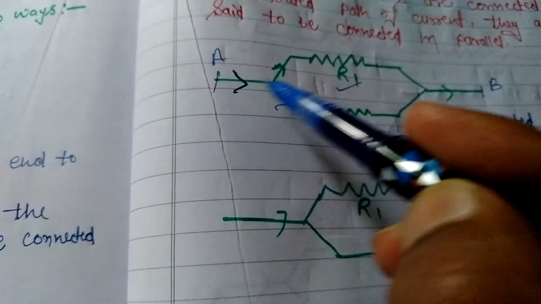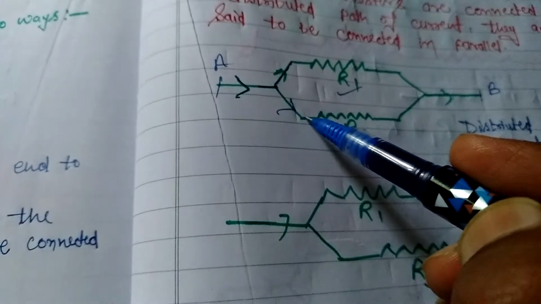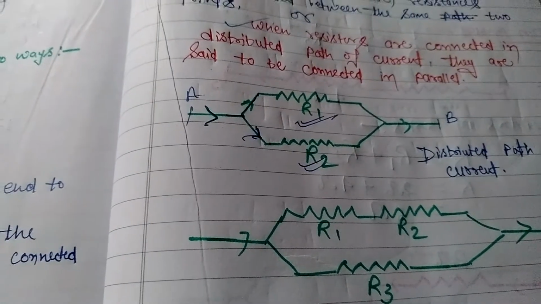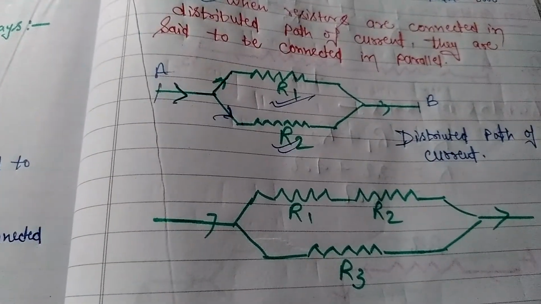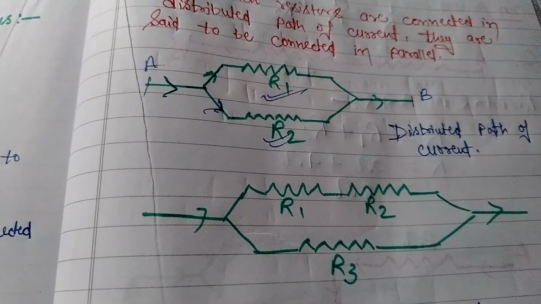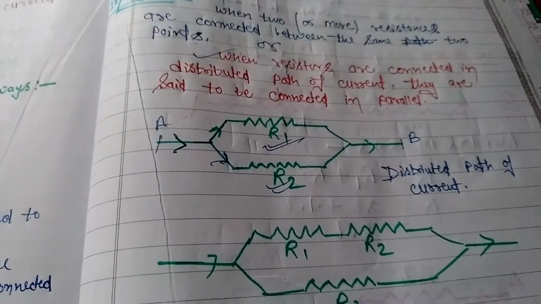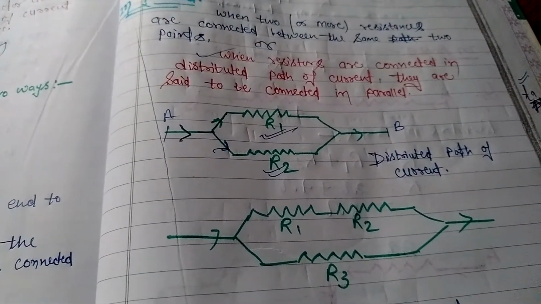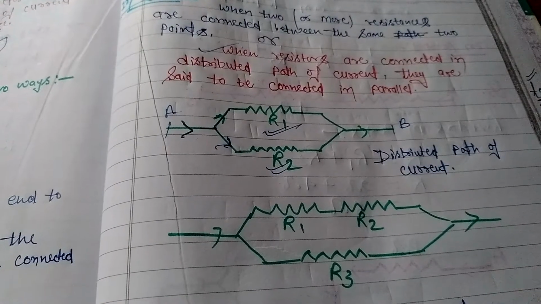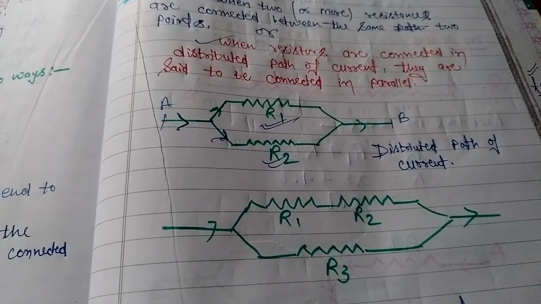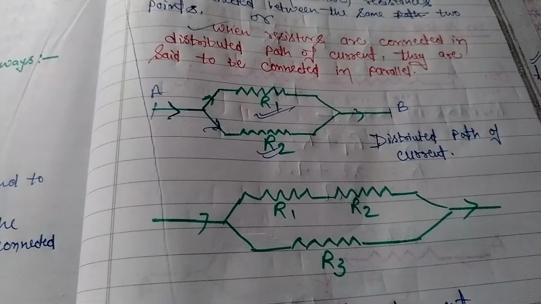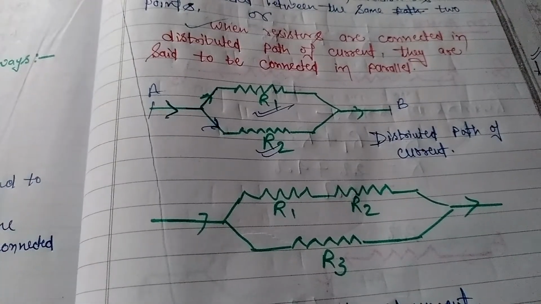This is the starting path of current. Here current is distributing from this point and this point in two different directions. Here two resistors are arranged in a distributed path of current. That is why these resistors are said to be in parallel combination. When two or more resistors are connected in a distributed path of current or different paths of current, then all the resistors are said to be in parallel combination.